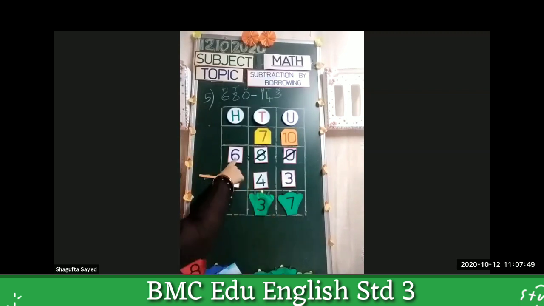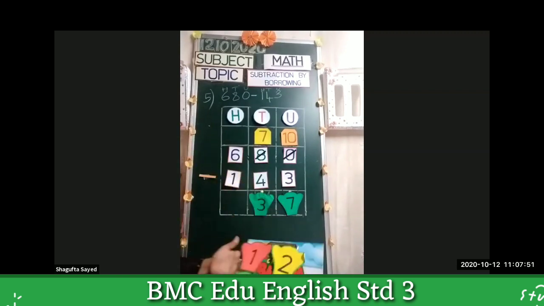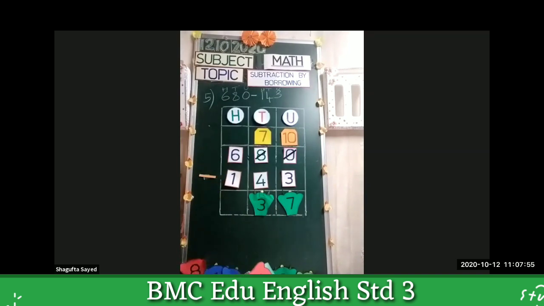3. Next, 6 minus 5. It is easy. You will tell me 6 minus 5. Yes. Sorry, 6 minus 1. I'm so sorry. Yes, 5. So, 680 minus 143. Answer is 537. That's very good. Next.